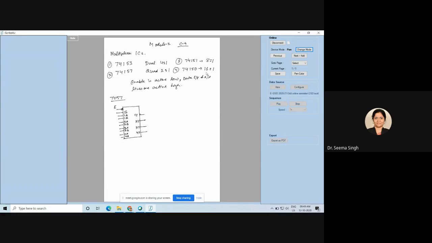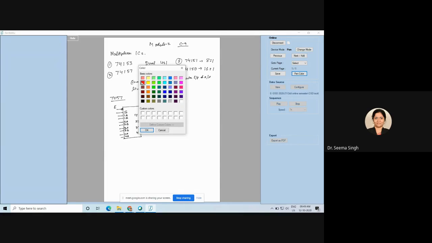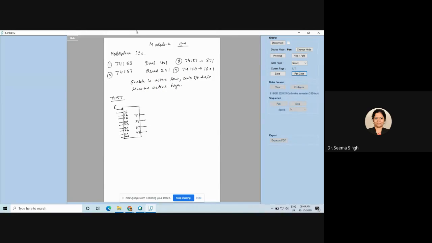But the most important thing you have to understand is that it has a common enable, and it has a common select line. If you want to write the truth table showing the functioning of this IC, how will you make it? I am making the columns and rows, and you need to fill in the blanks. So be ready to do it quickly.